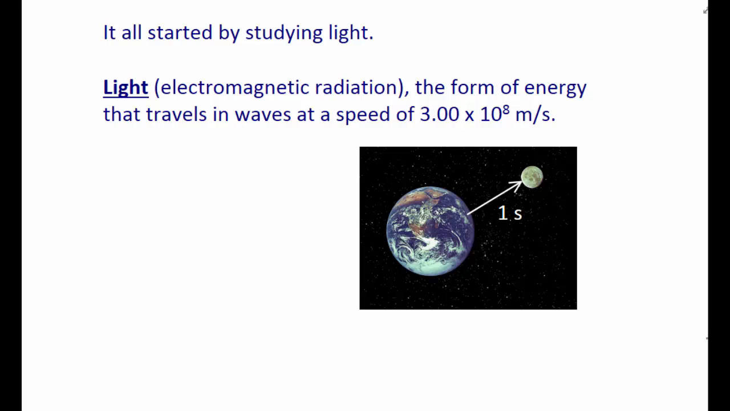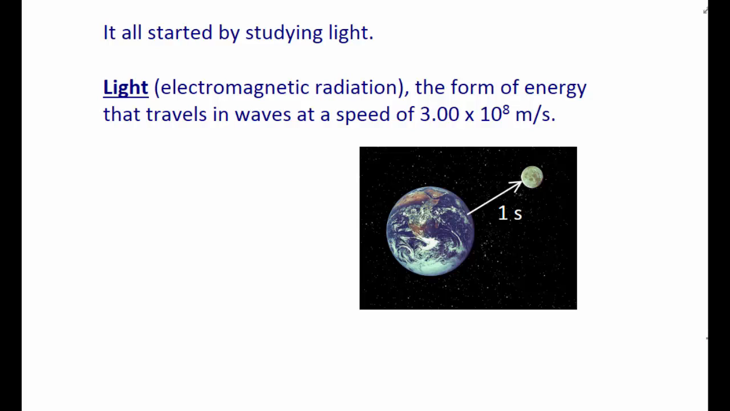Light is one way of describing electromagnetic radiation, but it would be a little bit more disturbing to the general public if we called it an electromagnetic radiation bulb instead of a light bulb. But that's what it is. It's a type of energy that travels in waves, and travels at a constant speed of 3 times 10 to the 8 meters per second. So think of 1 second, 3 times 10 to the 8 meters. That's roughly the distance from the Earth to the moon.